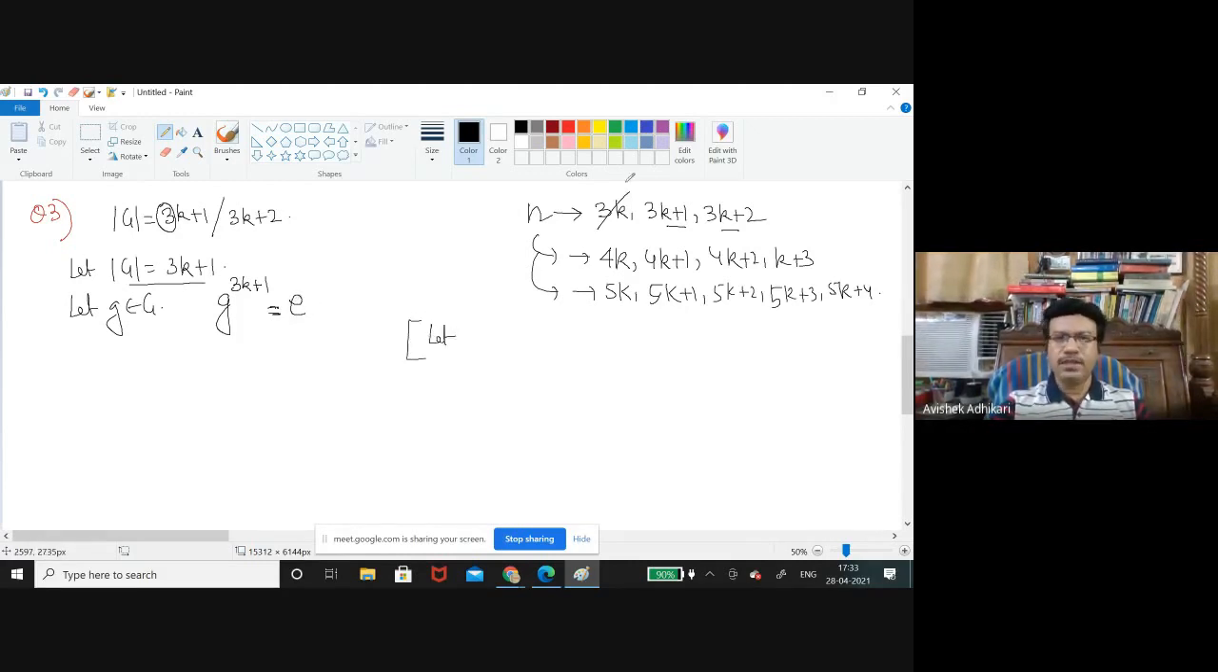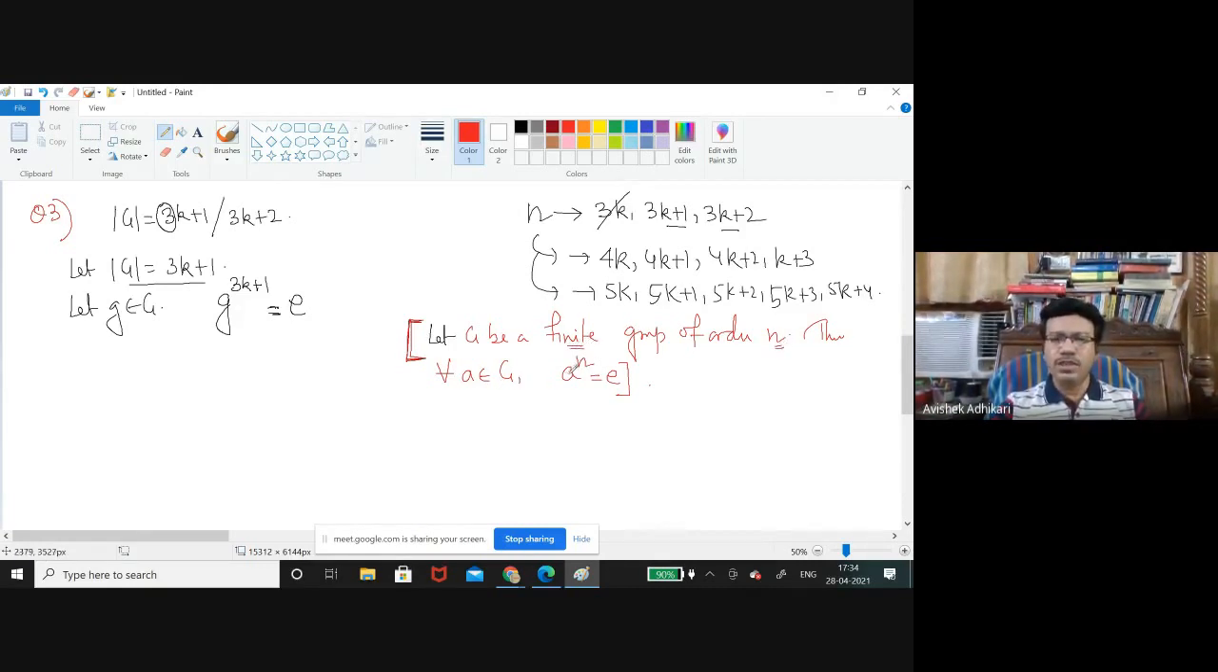So let G be a finite group of order n, then for all A belongs to G, A to the power n is always E. So this result, if you have not yet done, you must do this. Mind that this is a finite group of order n.